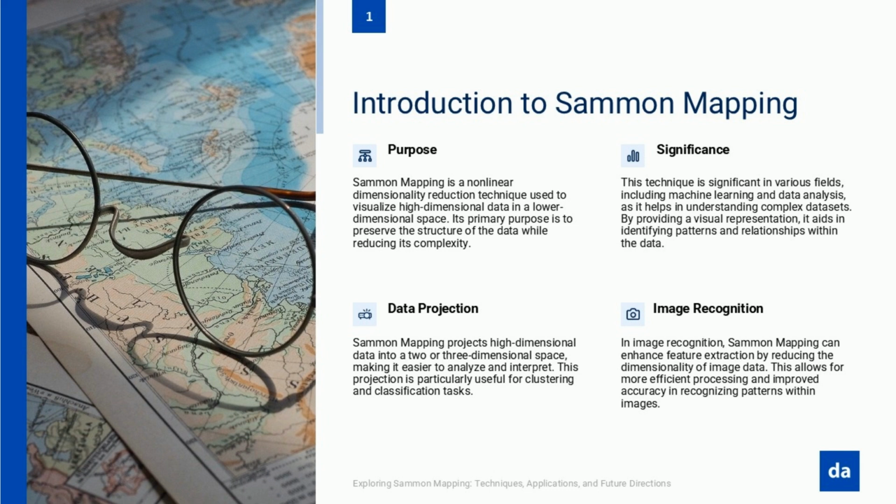So, how does it actually work? What makes it different from other dimensionality reduction techniques like PCA or t-SNE? Stick with me because in the next section, we're going back in time to see where this all started and how it evolved into what it is today.